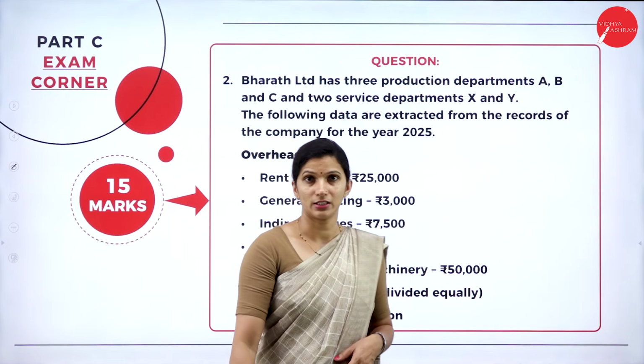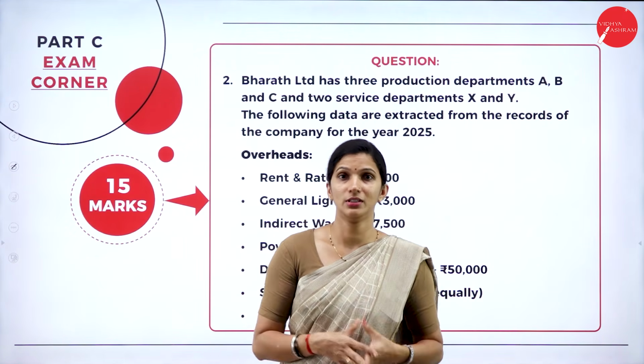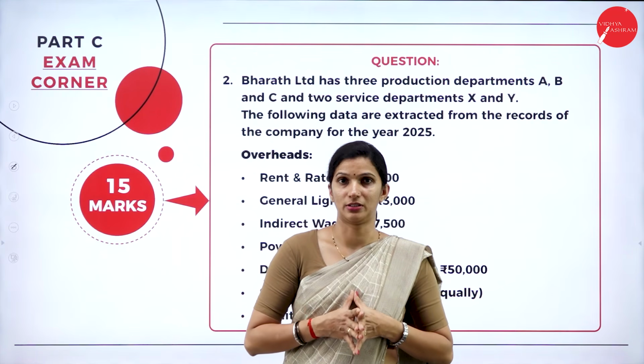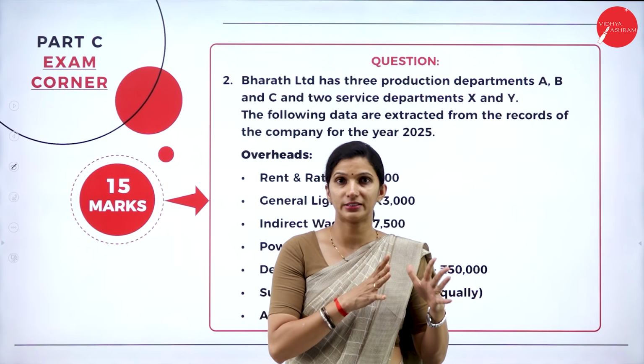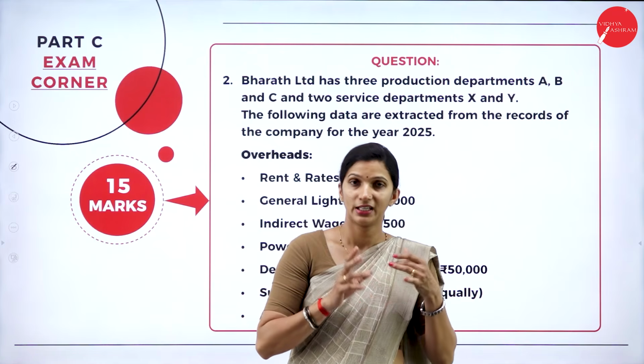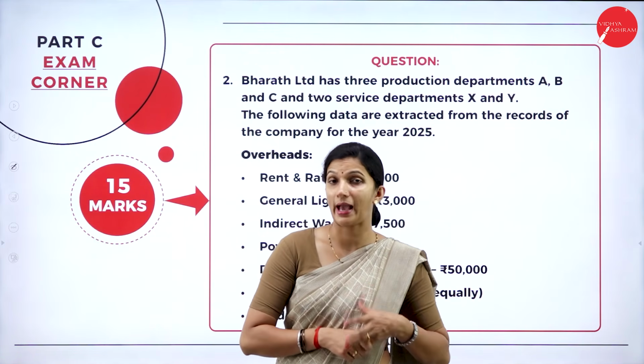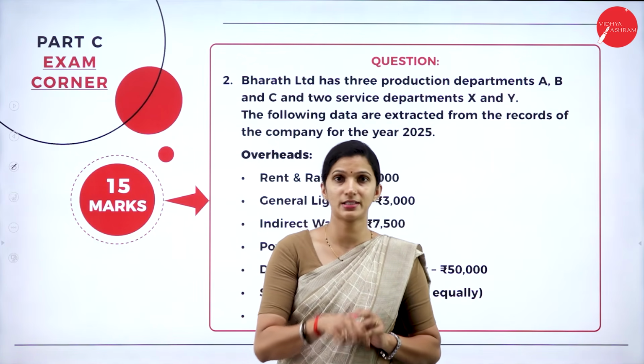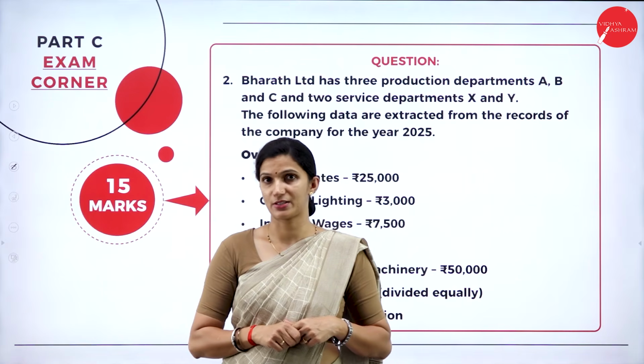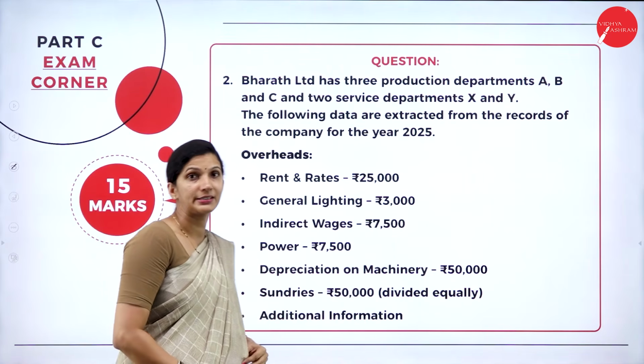As I said earlier, the second question is all about the overheads chapter. That is your fifth unit, the overhead cost. There you will prepare the primary and secondary distribution of overhead under the repeated distribution method. So, we'll see that question here.